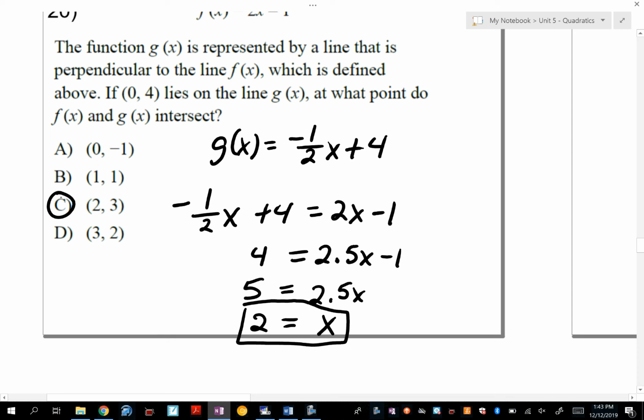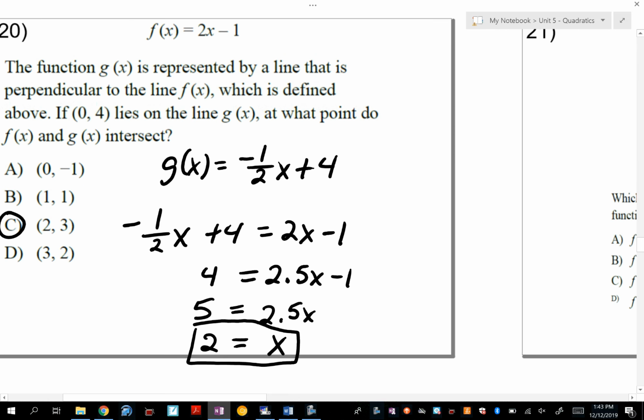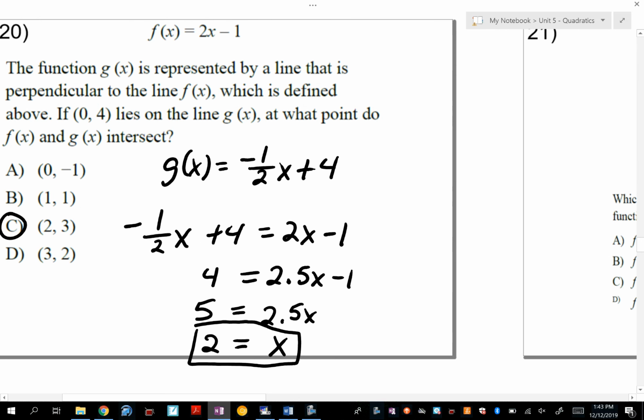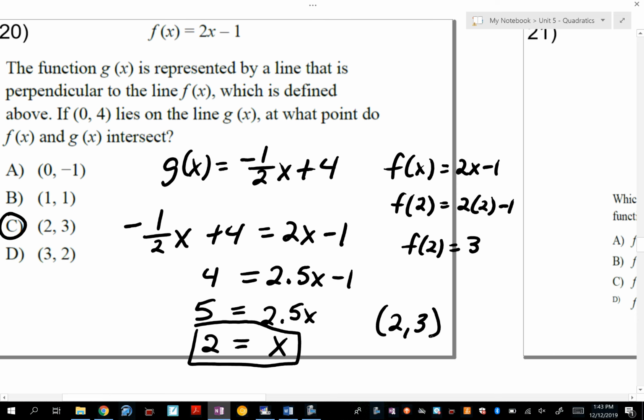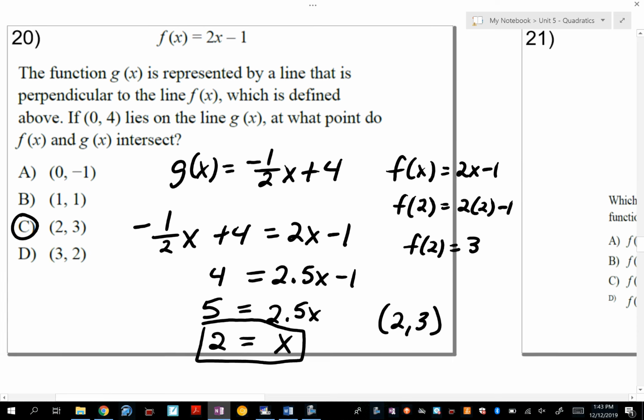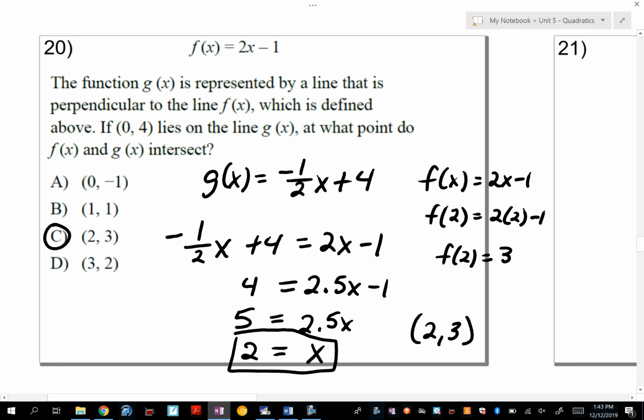All right, but I want to show you, just because we're more about just the SAT in this class, that if you wanted to find the y, pick either function. I'll pick f of x and plug it in. So f of 2 equals 2 times 2 minus 1. So what is f of 2 equal to? 4 minus 1 is 3. So the ordered pair is (2, 3). That's where they intersect. Questions on 20?